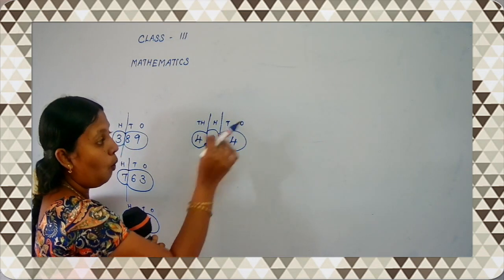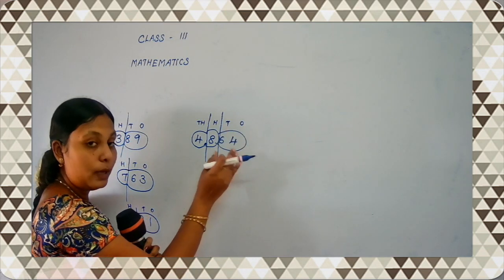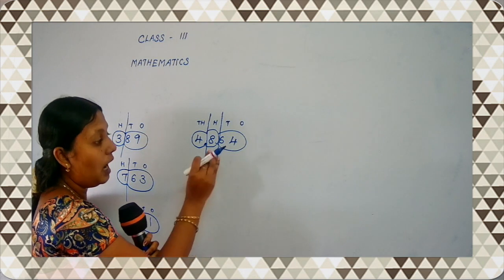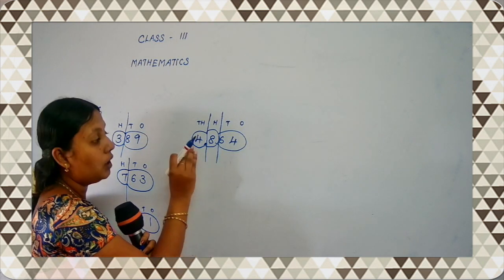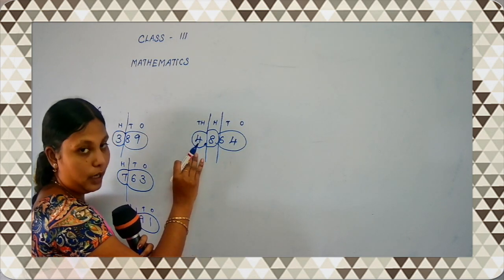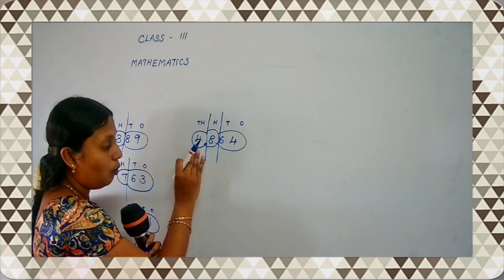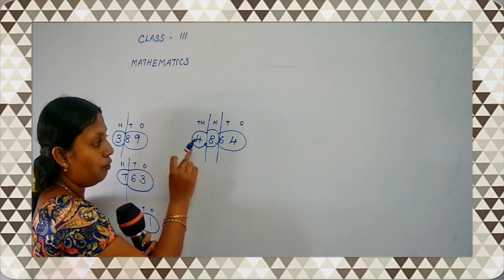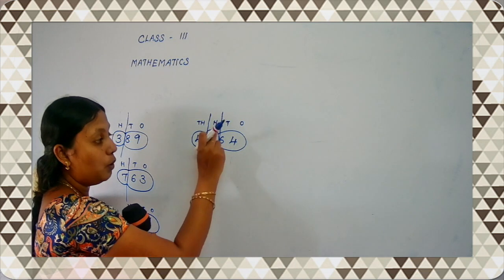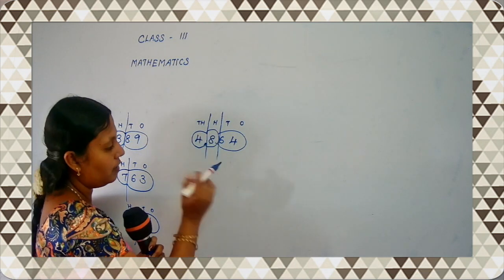4864. Okay. Ones and tens you must always read together, okay? Hundreds you must read separately. Thousands you must read separately. Okay. How many thousands here? 4000. So 4864. Okay. Shall we see another one?